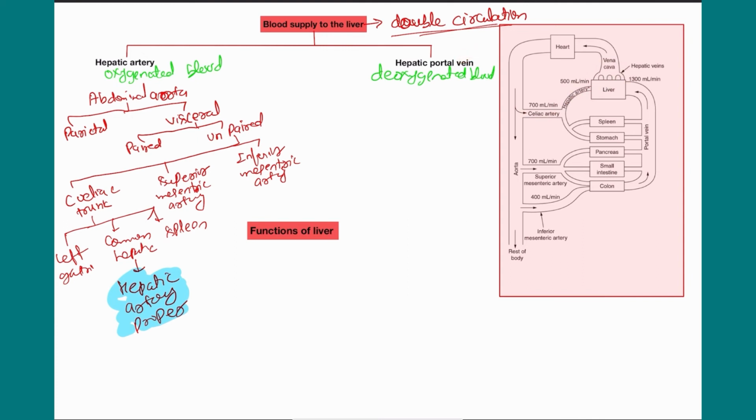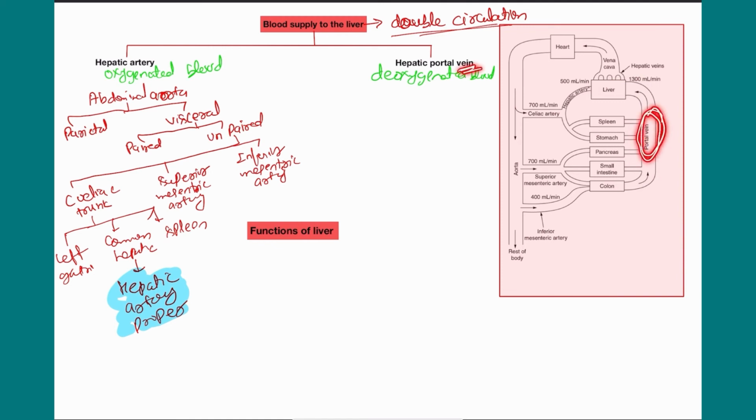Second is the hepatic portal vein. Where does it come from? You will see that these are different organs like the colon, small intestine, pancreas, stomach, and spleen. From all these organs, small capillaries come out, and they contain deoxygenated blood, and it goes to the liver through the portal vein. So it's called the hepatic portal vein.